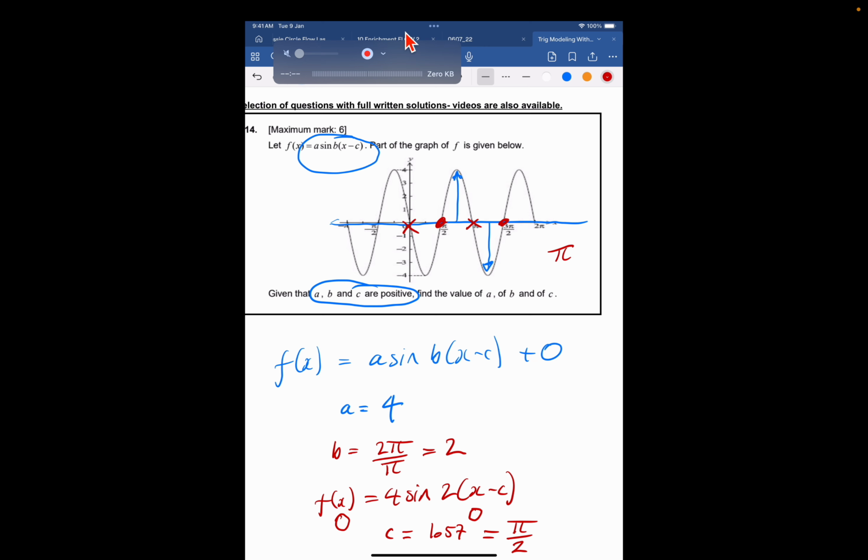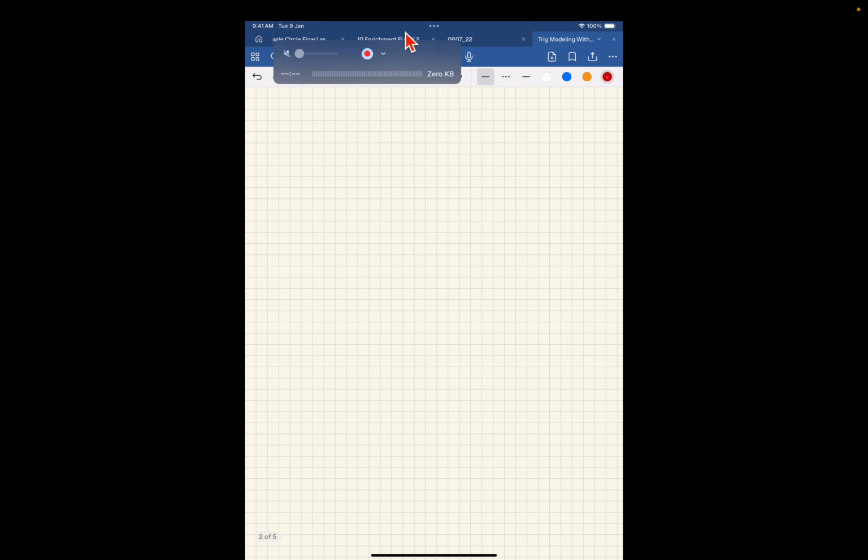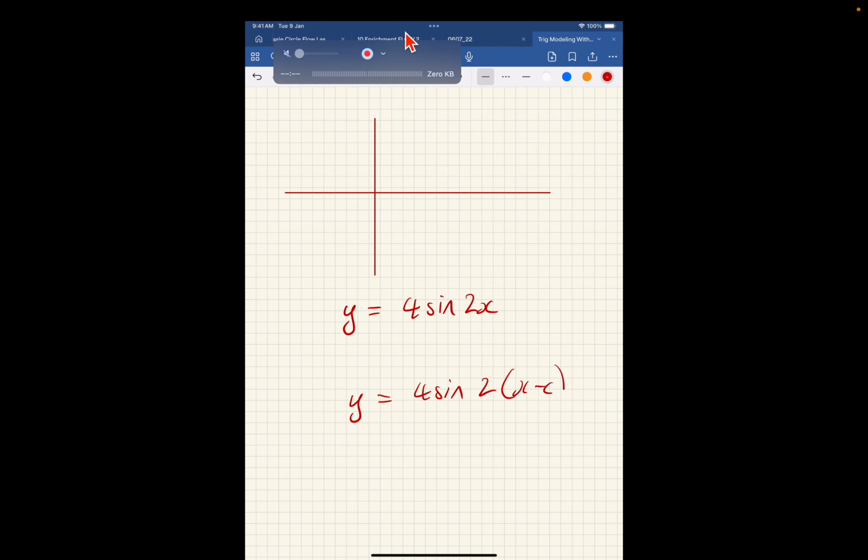So what we have to do is imagine where would the first maximum be on this graph if we didn't have the horizontal shift, okay? So let me just go and put a new little graph in. And let's just go and put some new set of axes in. Okay. Now I'm going to put down y equals 4 sine of 2x, right? And then we're going to have y equals 4 sine of 2x minus c. So let's go and do 4 sine 2x. Well, it would start here. It would go up to a maximum, down to a minimum, and then back to here.